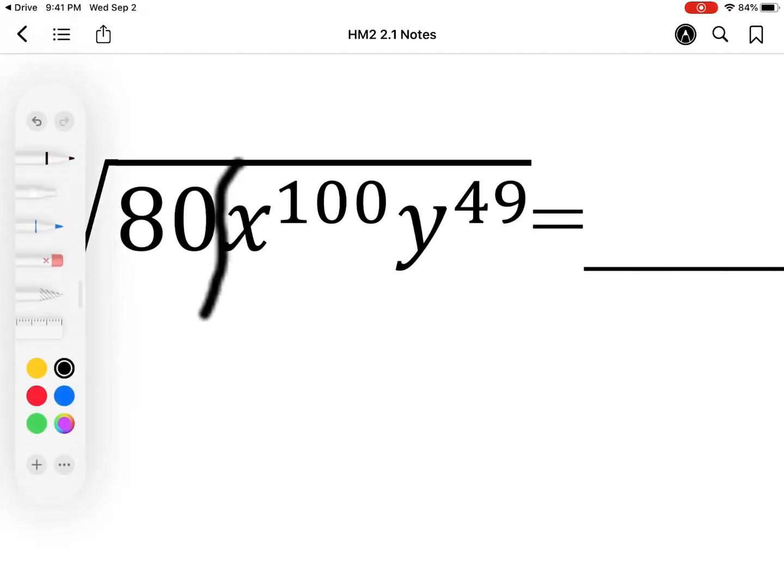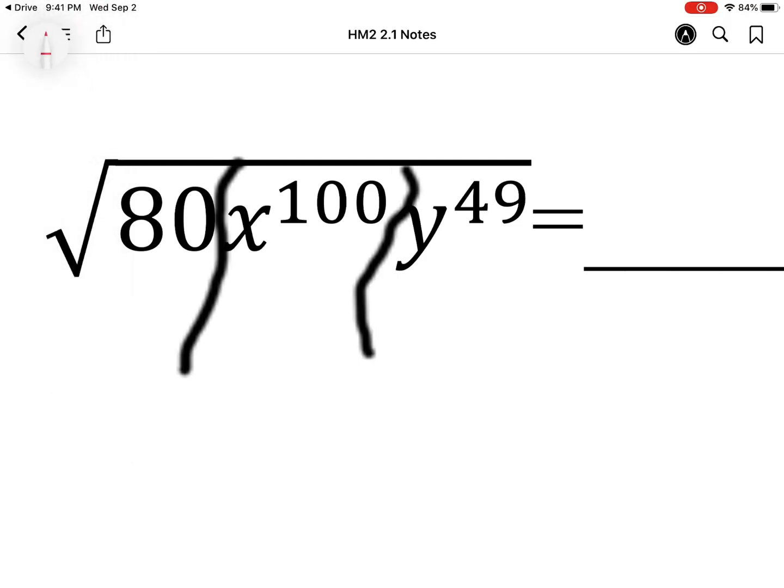So we're going to separate this out. We're going to take care of the 80. We're going to take care of the exponent of 100. And then we're going to take care of the exponent of 49. So let's do that.